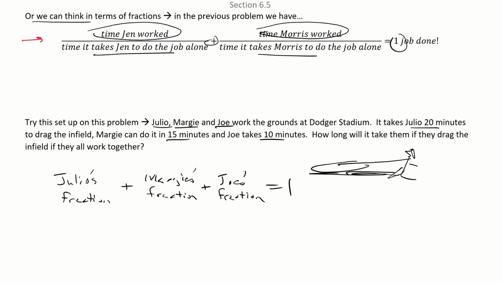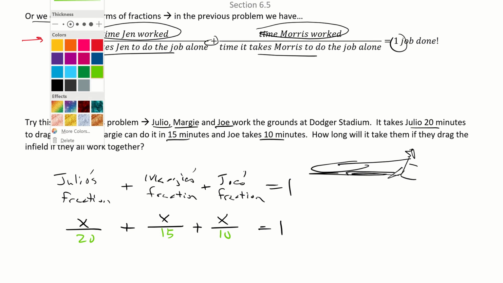So Julio's fraction, all of them, I don't know how long they were working together, so they all get an x upstairs. But then you put their speeds down below them. So Julio's is 20, Margie's is 15, and Joe's is 10. Okay? And this is what we're doing. There's your equation. Pretty quick setup, I'm telling you.